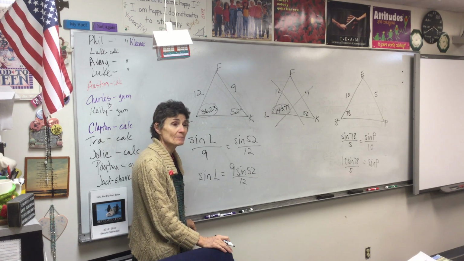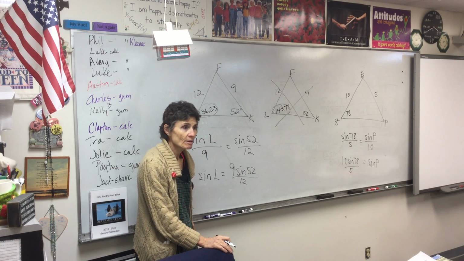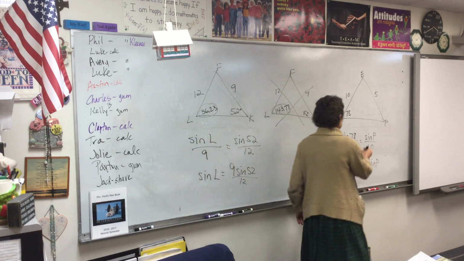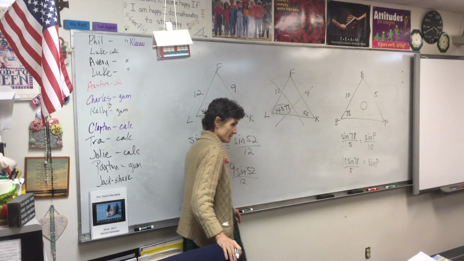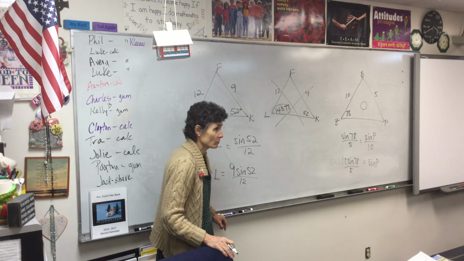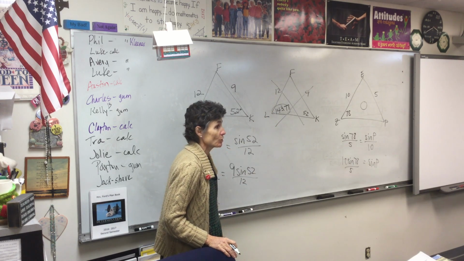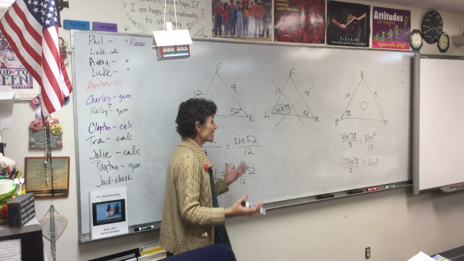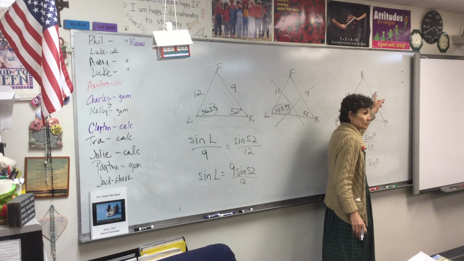Okay, what happened? Yours said error. You know why it said error? Because that triangle's impossible. That set of data produces no triangles. The question was, how many triangles are possible? That configuration of information would not produce a triangle. Geometrically, what's happening is that side is not long enough to reach.